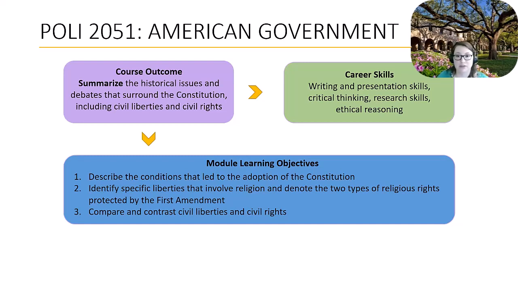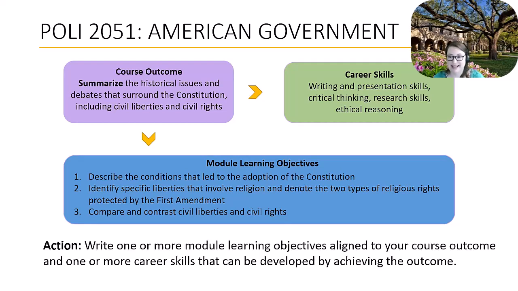From the outcome, we have identified several career skills that students will develop. So based on the action of summarizing and potentially writing a paper or completing short answer essay questions on the subject matter, students will develop writing skills, potentially presentation skills, depending on the assessment that we'll choose in a few minutes. They'll develop critical thinking, research skills, and even ethical reasoning skills. So these things are applicable regardless of what course or what career a student is choosing. So they are cross-disciplinary, cross-industrial. They are applicable regardless of their future goals.